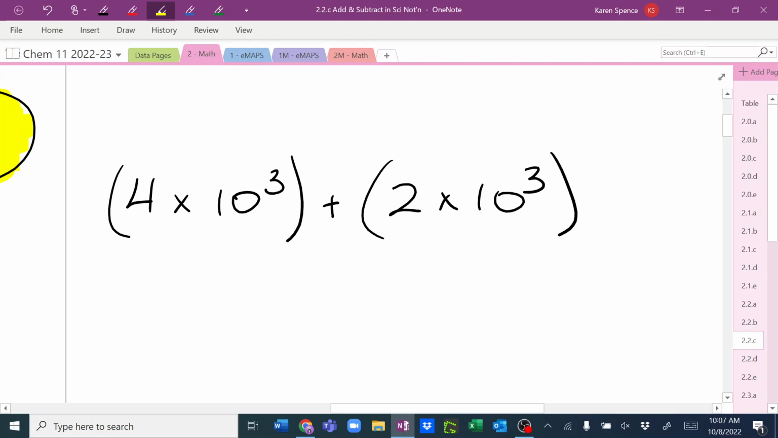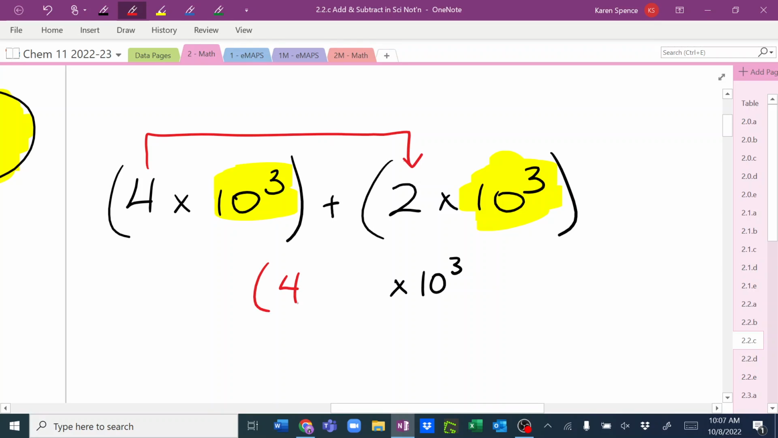So here we have 4 times 10 to the 3 and 2 times 10 to the 3. And so we can actually factor out the times 10 to the 3. And we are left with these 2 bits here. So we have 4 plus 2 times 10 to the 3, and that's going to give us 6 times 10 to the 3. Straightforward enough? Okay.